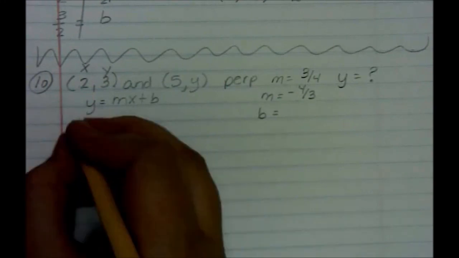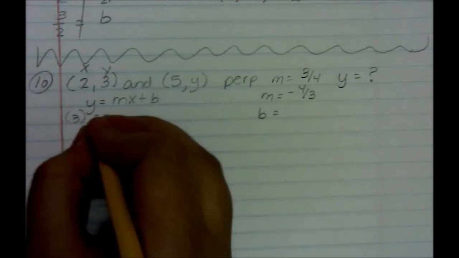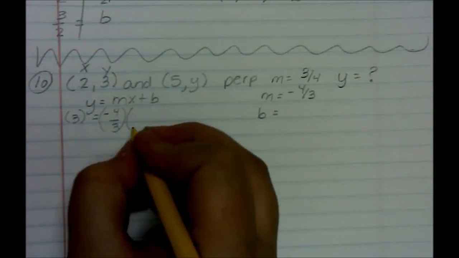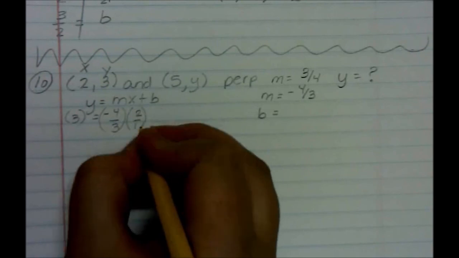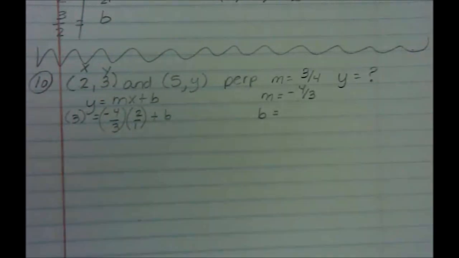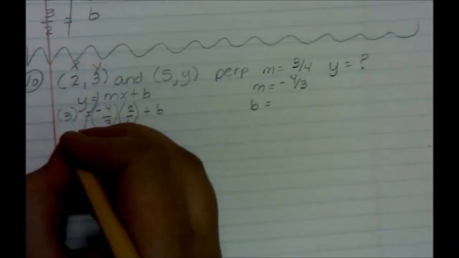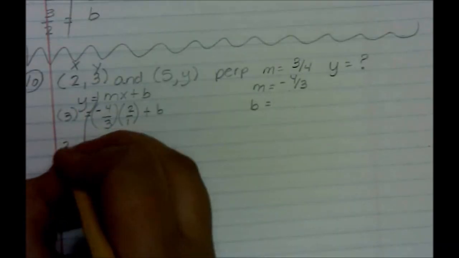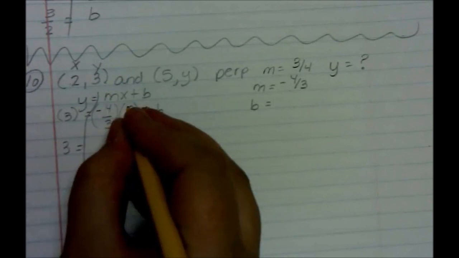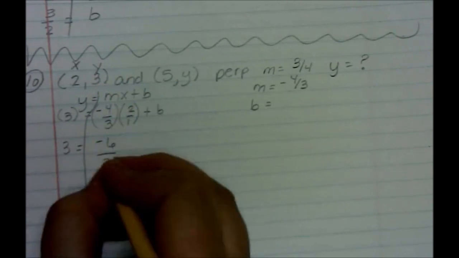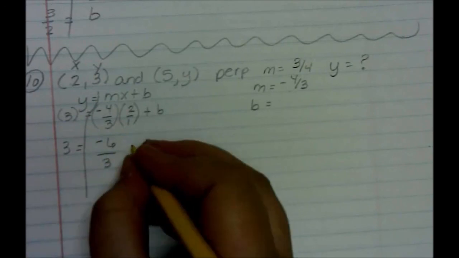My y is 3. My m is negative 4/3. My x is 2. And I'm bringing down my plus b. So to multiply these together, I'm going to bring down my 3. Negative 4 times 2 is negative 8. 3 times 1 is 3. So negative 8 over 3.